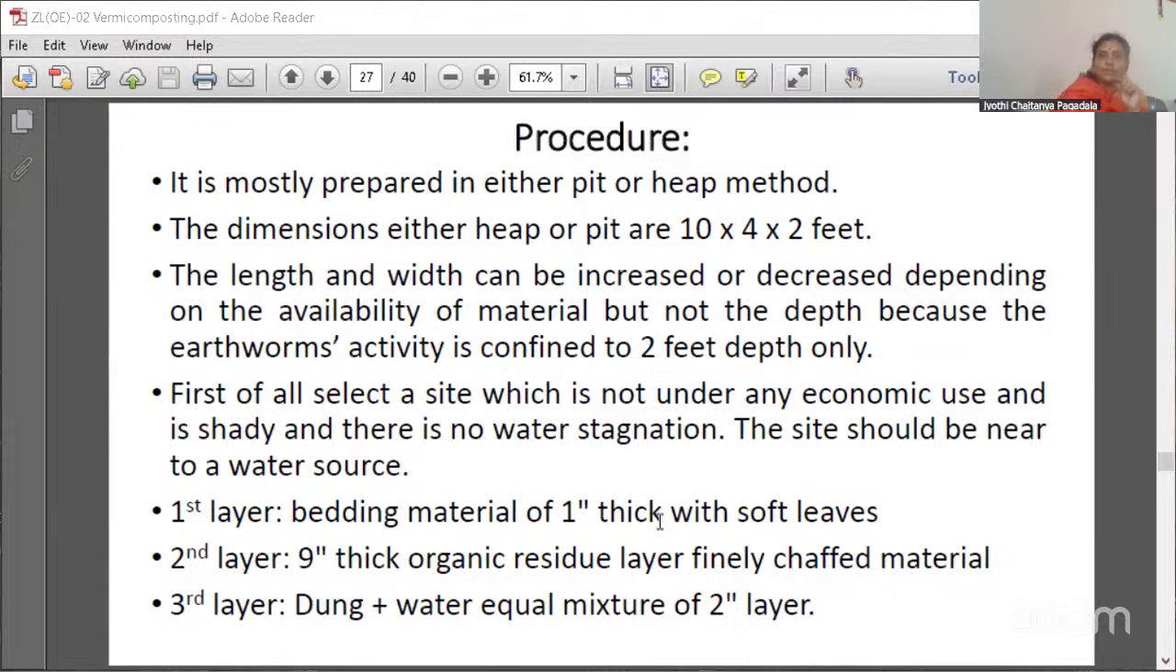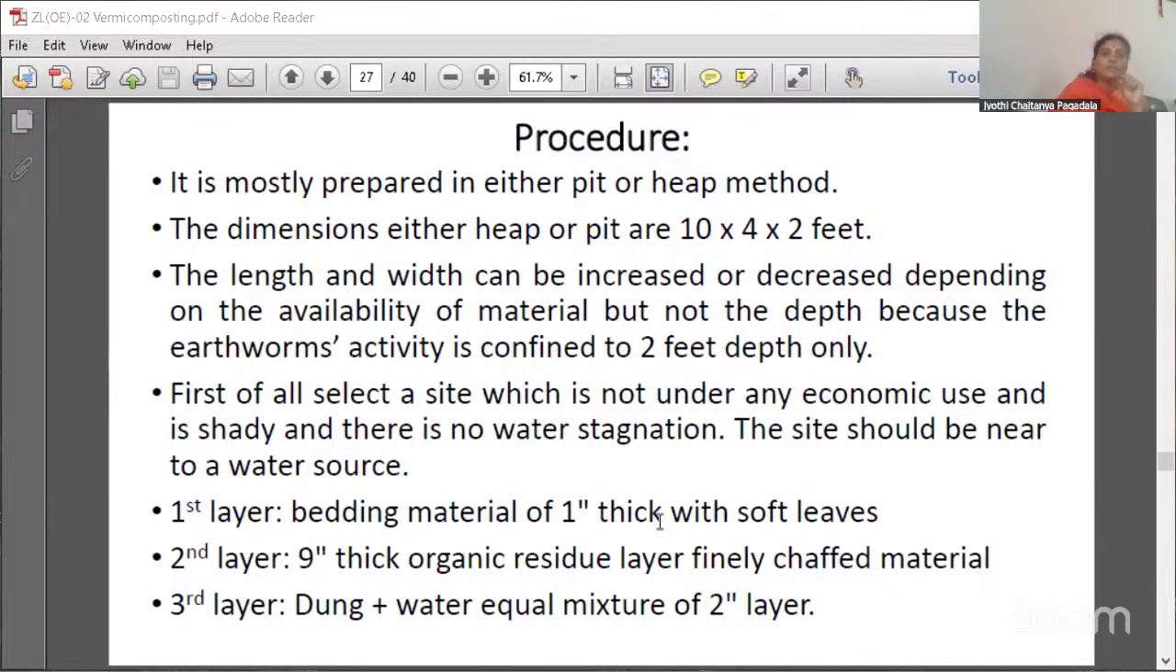First of all, select a site which is not under any economic use, that should be shady and have no water stagnation. It is a major point to take into consideration. The site should be near a water source but there should not be water stagnation.